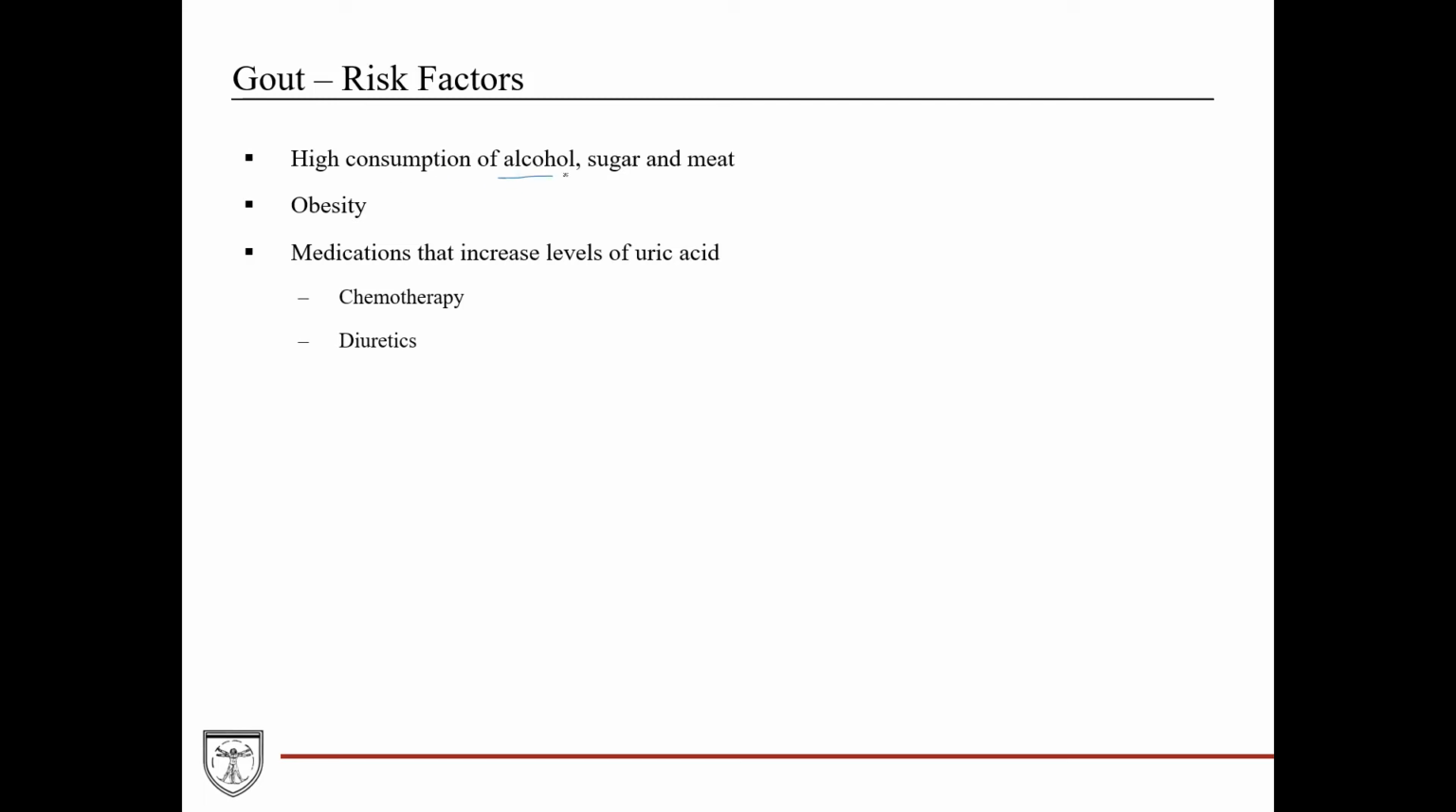Patients that consume a lot of alcohol, sugar, and/or meat, especially red meat. Obesity, which is not surprising. If you consume a lot of these things, you're definitely at risk for becoming obese. Goes hand in hand. And then also medications that patients take, as we've talked about a lot, chemotherapy, and then diuretics, which are more on the renal side, because diuretics act in the nephron of the kidney, and so they more so result in underexcretion of uric acid.